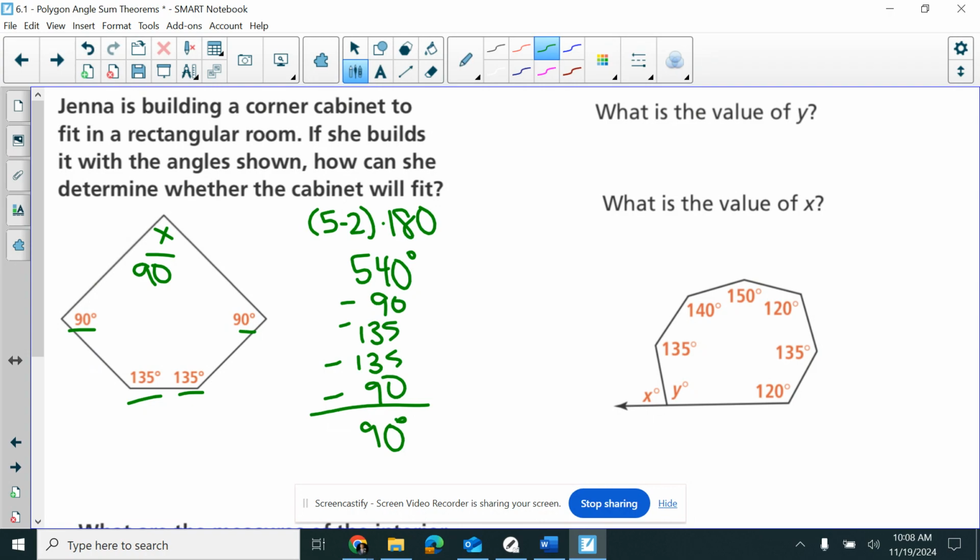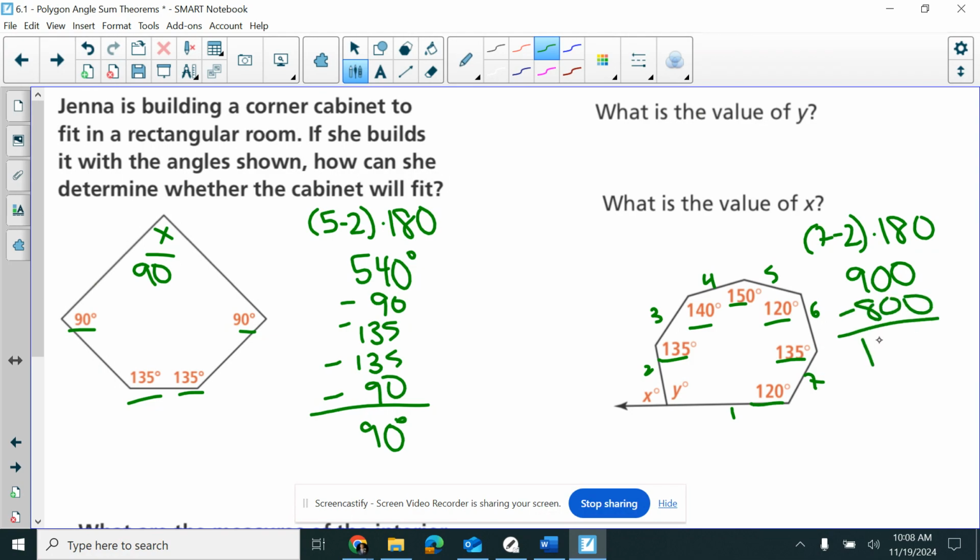The next one, kind of the same deal, you count up your number of sides. So all of these angles, if I do my formula, if there's 7 sides, 7 minus 2 is 5, 5 times 180 is 900. All of these angles would have to add up to 900. All of these angles that they give me add up to 800. So if I do 900 minus 800, I get 100. So this last angle, the missing angle, would have to be 100 degrees.